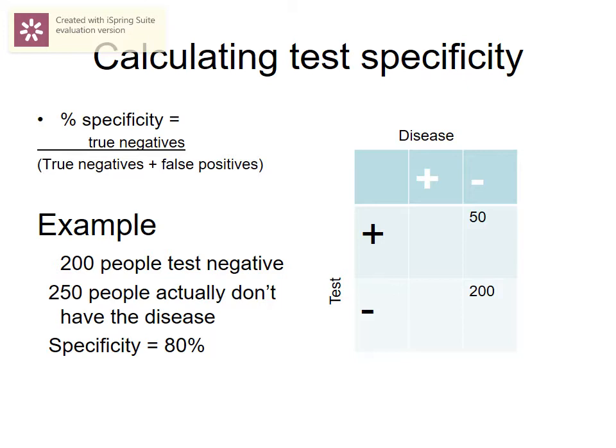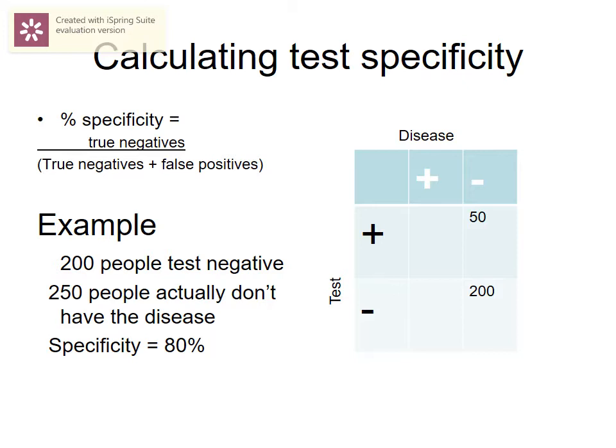When we're calculating specificity, we need to know the number of true negatives and the number of false positives. So the four-square chart that you see includes people who have the disease and don't have the disease, people who had a test that was positive and negative.